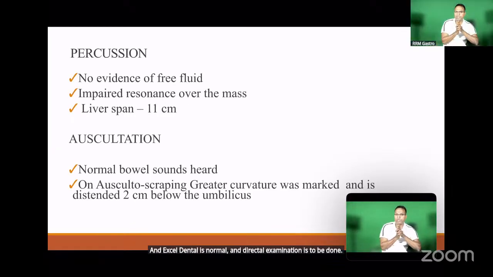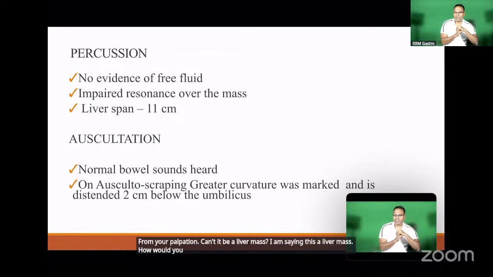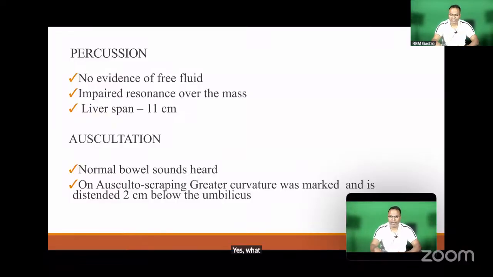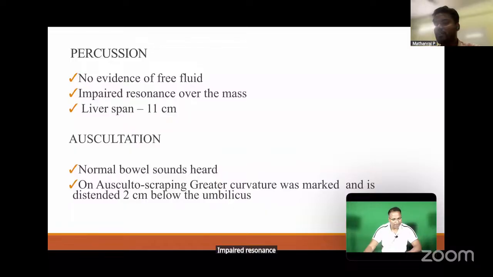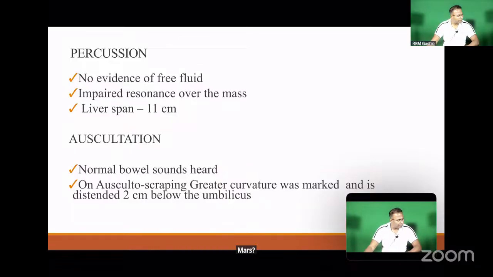Okay. Now the question is, why can't it be a liver mass? From your palpation, can't it be a liver mass? I am saying this is a liver mass. How do you say this is not a liver mass? What is the important test from clinical cases? Yes, there is a band of impaired resonance present in the stomach region, over the mass. Apart from that, there is one more point.